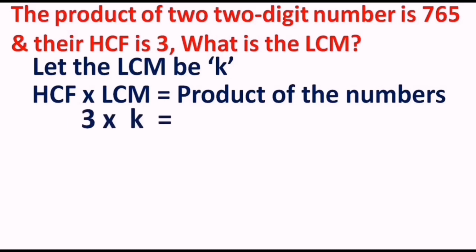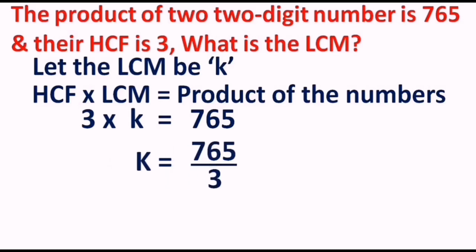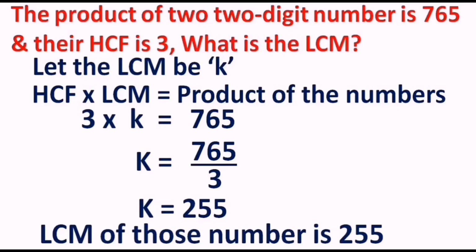That means 3 into k will be our left hand side, that is LHS. Okay, and the product of the numbers is already given to me, that is 765, and the way I told you, the number which is present along with the letter in the multiplication should be moved to the other side of the equality in division, right? And that makes k equal to 765 upon 3, and when you do the normal division, you get the answer 255, and that is why the LCM of those numbers is nothing but 255. I hope I made it very clear to you. Do not forget the important step of shifting the number which is present along with the letter.